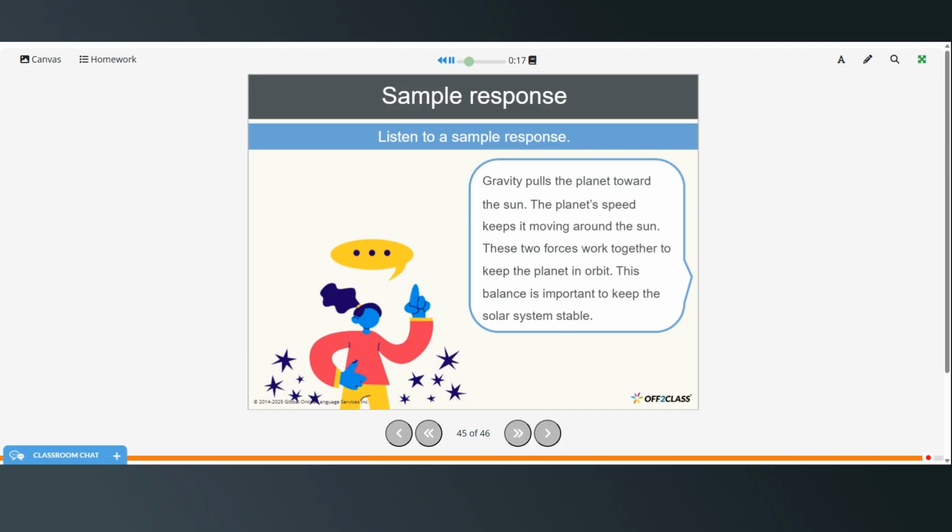Gravity pulls the planet toward the Sun. The planet's speed keeps it moving around the Sun. These two forces work together to keep the planet in orbit. This balance is important to keep the solar system stable.